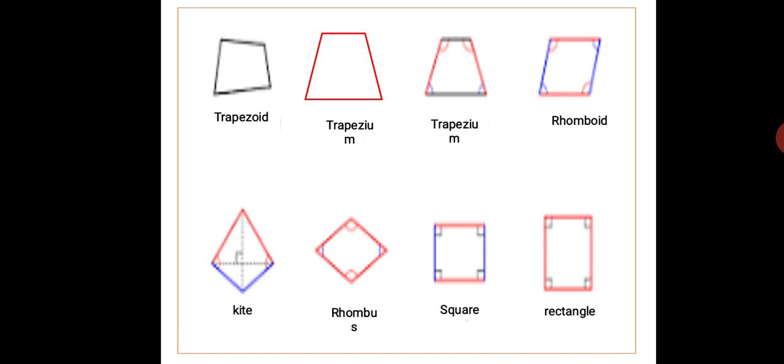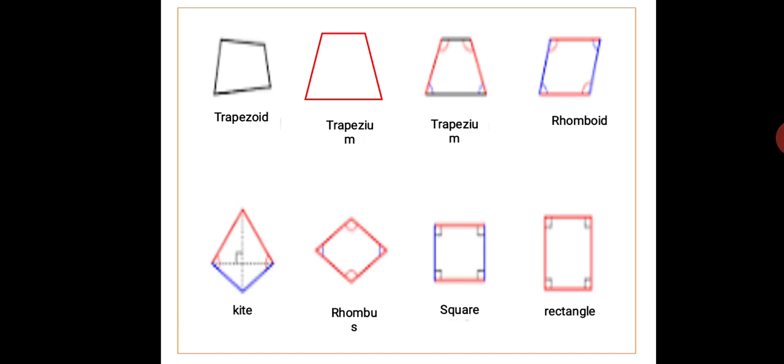That's the rhomboid. You can see your kite. The two adjacent sides are equal. You can see the two sides are equal. Adjacent sides are equal. You can see your rhombus. Rhombus has 4 equal sides, but all the angles are not right angle, but the sides are all equal.